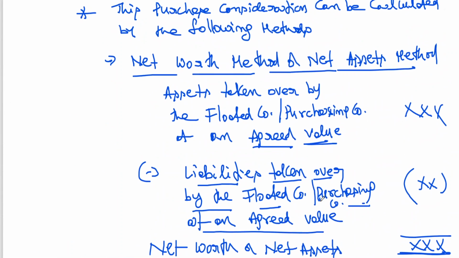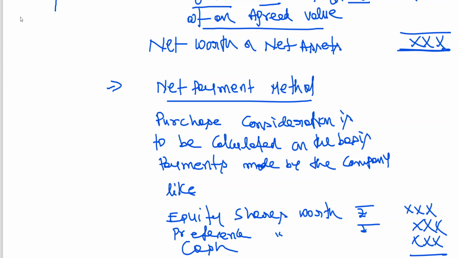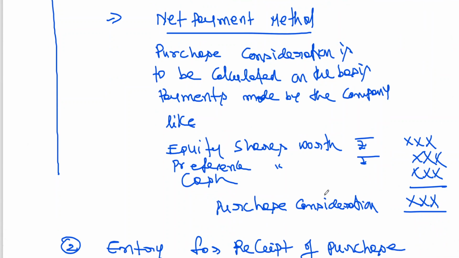Please remember, these two are the methods for calculation of purchase consideration. After knowing the purchase consideration, then you start writing the entry for purchase consideration due. Then we start writing the entry for receipt of purchase consideration.